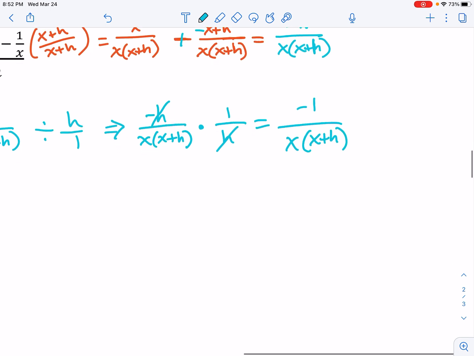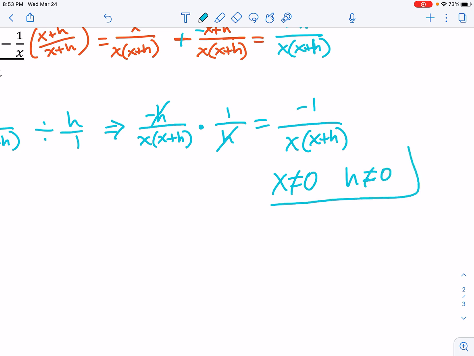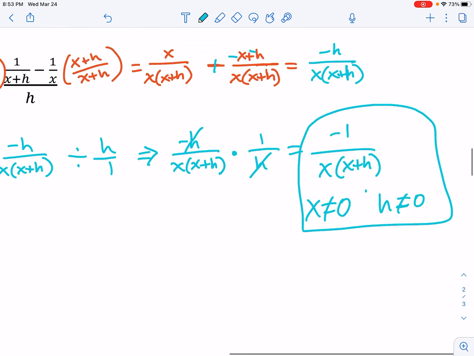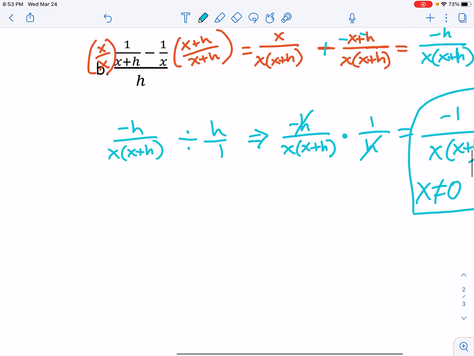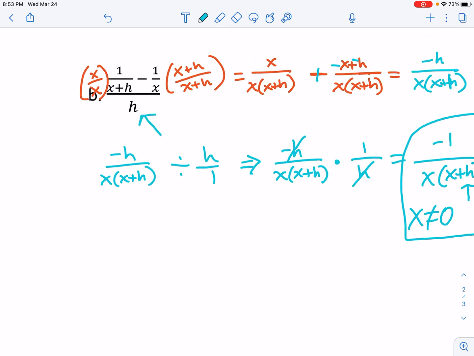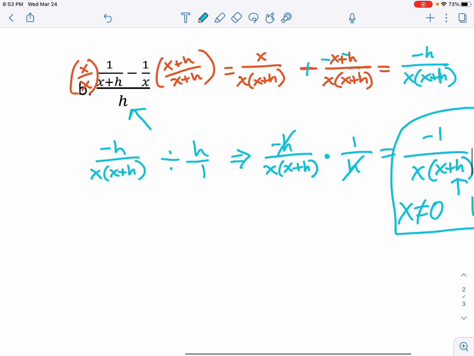Still want to write out those exclusions. This time we have two variables, so x cannot be 0 and h cannot be 0 either. Not because of here, but because of here. Okay?